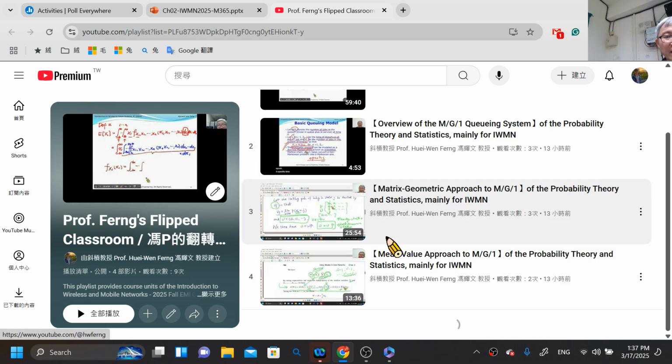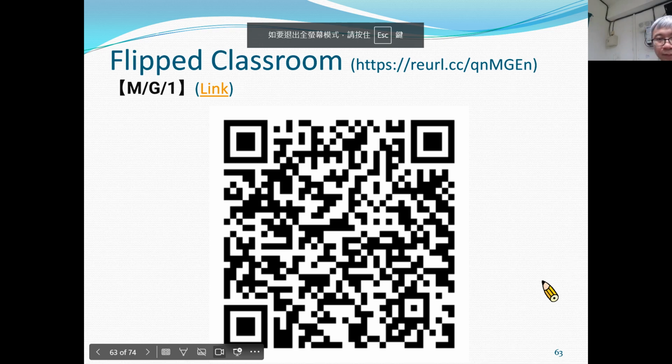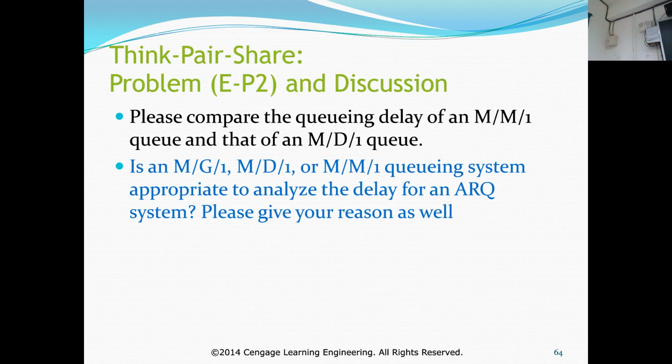And after that, I provide a supplement to the M/G/1 queuing system, the approach employed by the textbook. It is called the matrix geometric approach to M/G/1. And in fact, we can have an alternative, a mean value approach. So you can check the 3 videos. All right, now let me check this. Of course, feel free to check it, but we have these questions.